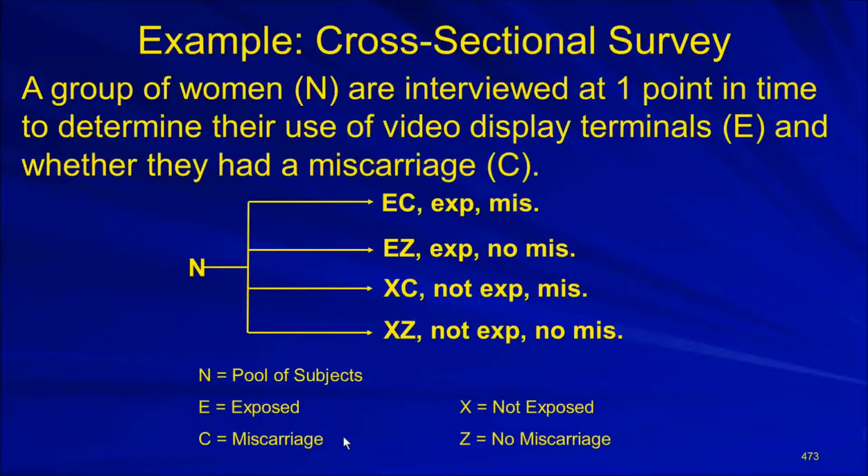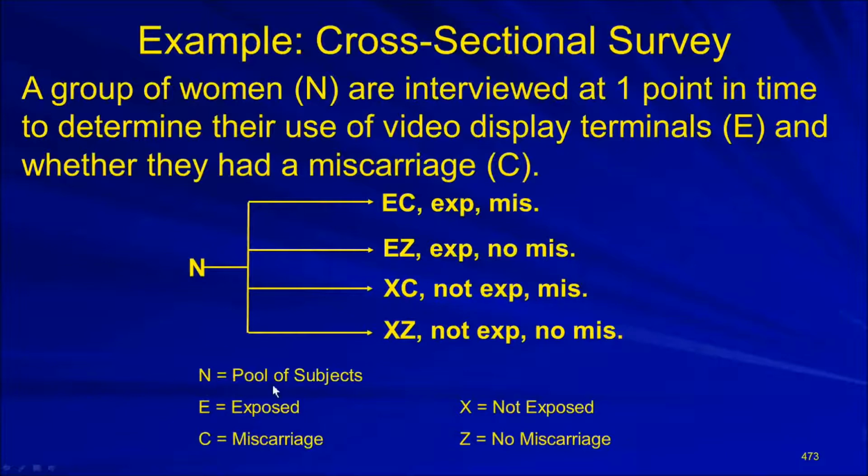Next, here's a cross-sectional study, and I just took something that is not founded on the research, but I'm trying to be a little ridiculous, but I don't know whether this couldn't have some potential. Usually radiation has to be pretty strong to cause people problems. But let me just read to you. It says a group of women are interviewed at one point in time. Okay, we know that's a cross-sectional study. It's a slice of time to determine their use of video display terminals and whether they had a miscarriage. Okay, and all the symbols are down here, right?